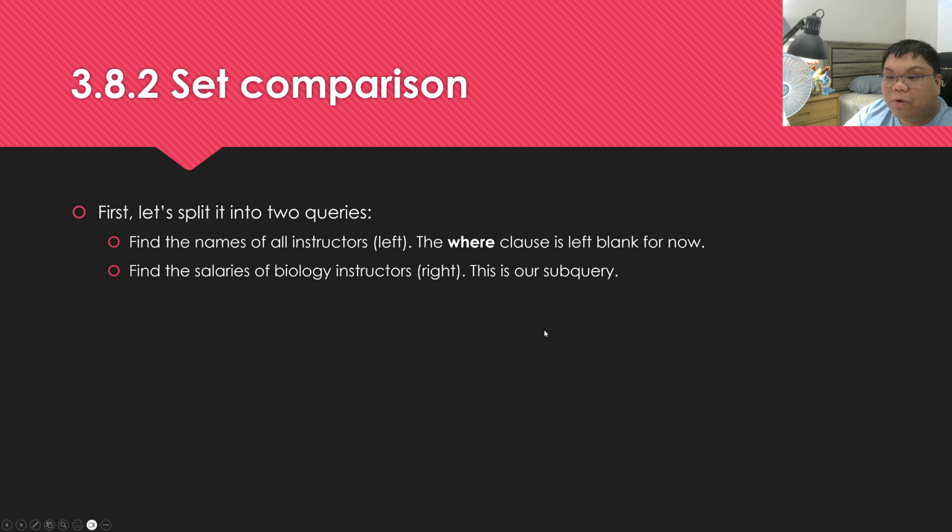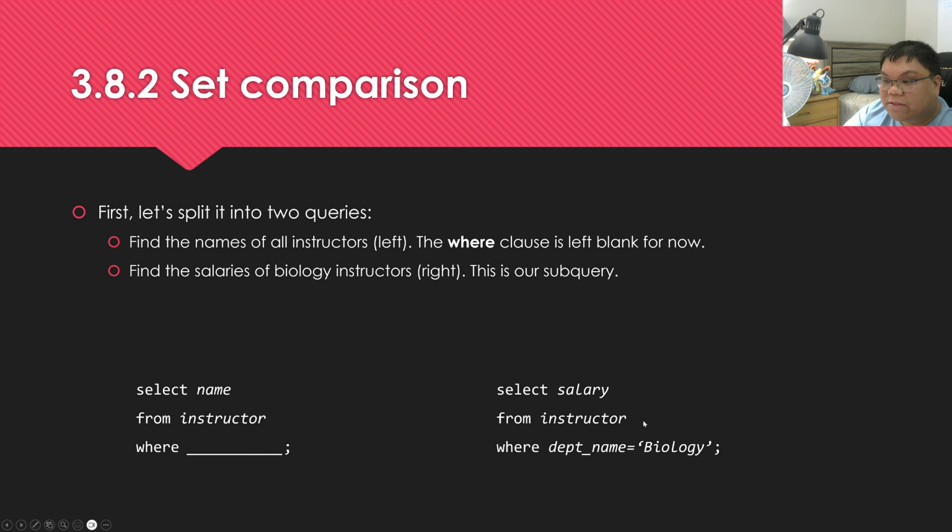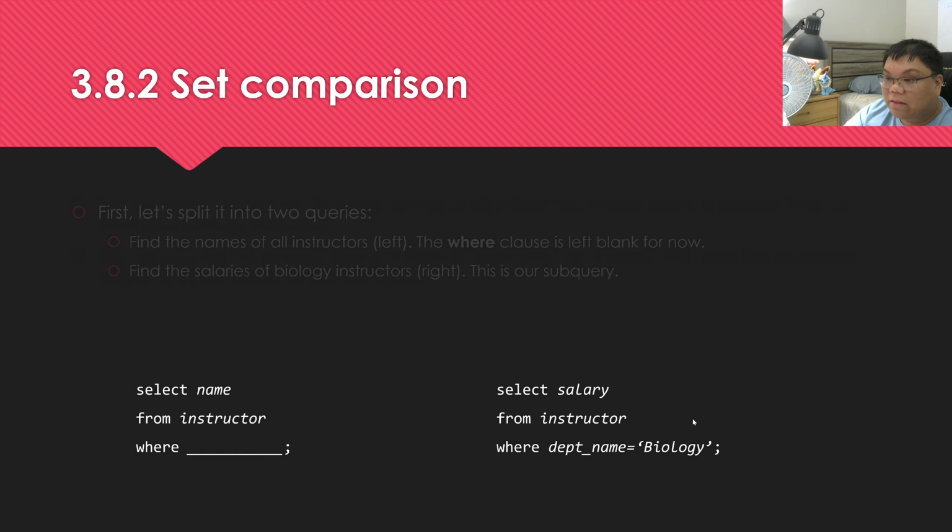Let's split it into two queries. Find the names of all instructors. Let's put that on the left. We're gonna leave the where clause blank for now. And then find the salaries of biology instructors on the right. Select salary from instructor where department name equals biology. This is our subquery, and we're going to eventually combine this with this.